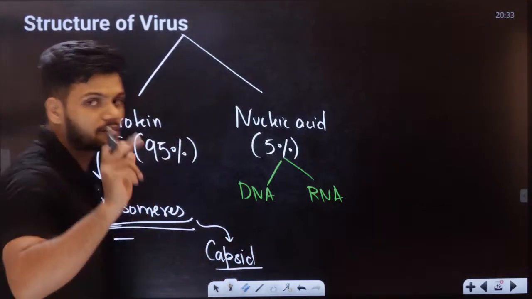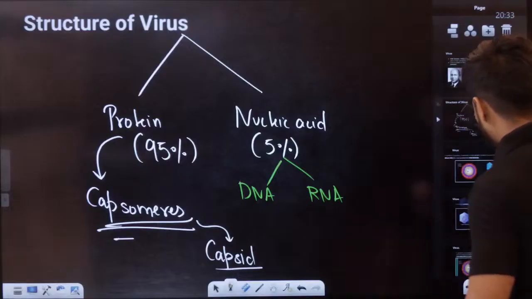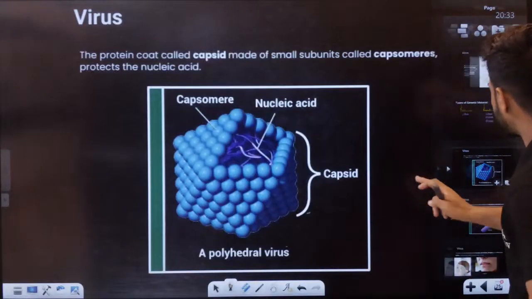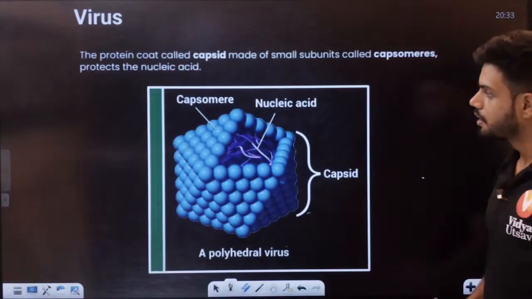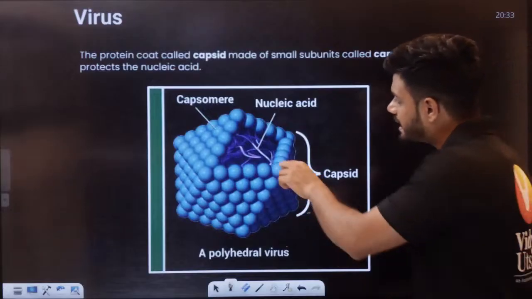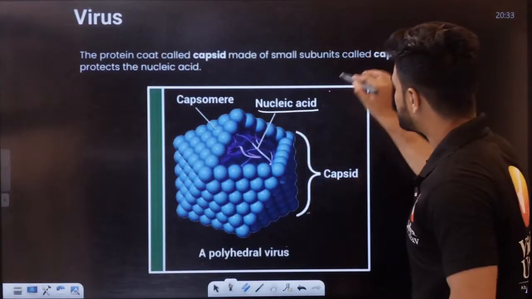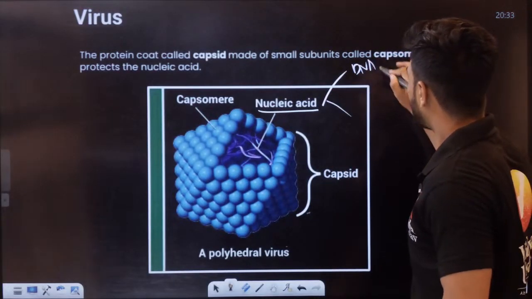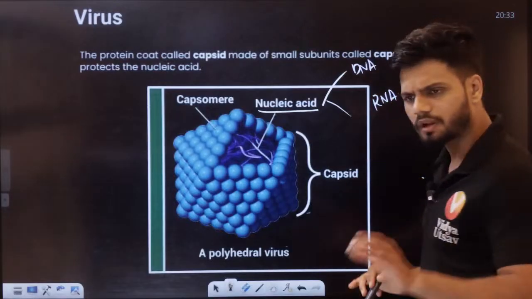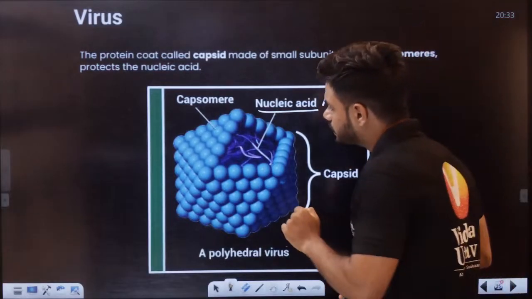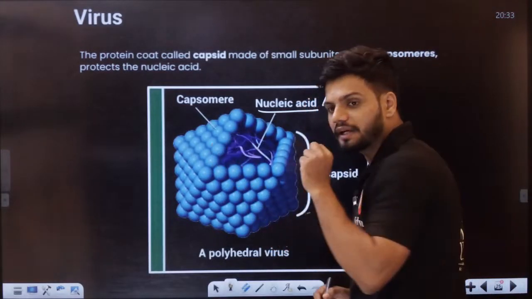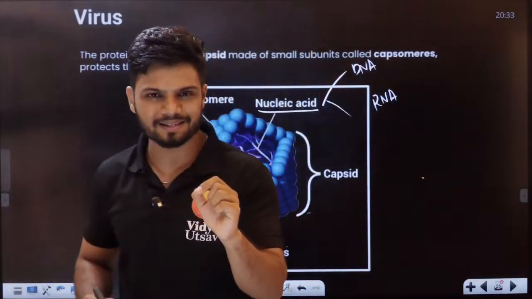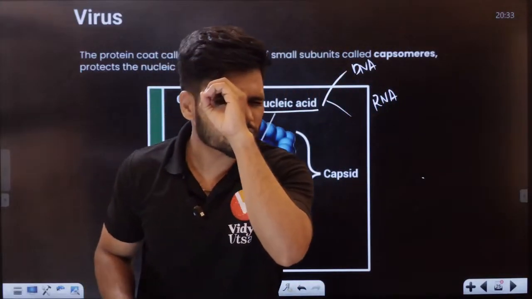What is a capsomere? Understand, students. Structure is very important. Now, students, all of you see the structure of virus here. Inside we have nucleic acid. It can be DNA or it can be RNA. Now, can all of you see the protein is present? The protein is present as small round balls here.